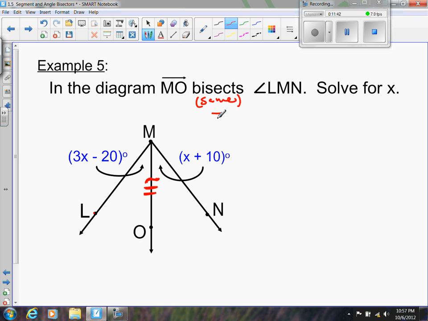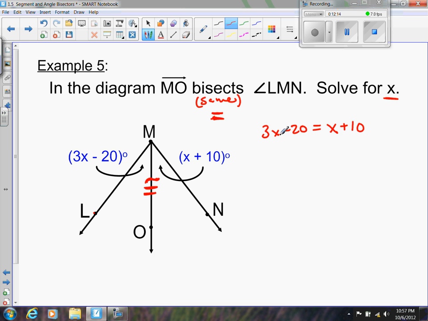Same means equals. So I need to write an equation to help me out. So I'm going to say 3x minus 20, because I'm trying to solve for x, so I need to write an equation to solve for x. And I know that they're equal to x plus 10. Now, sometimes they're the same and they're equal, and sometimes we're going to have things that are supplementary, which means they add to 180. We'll get to that tomorrow.